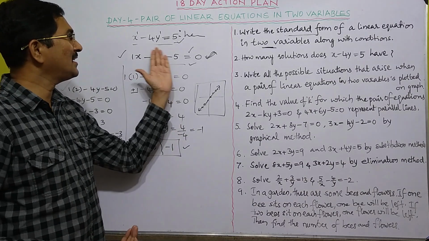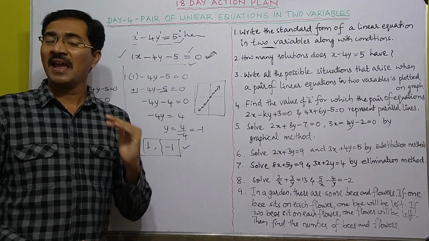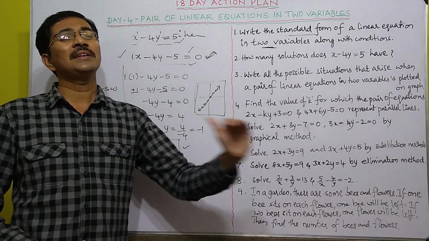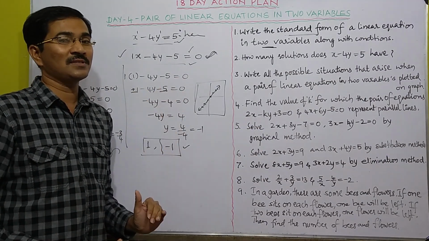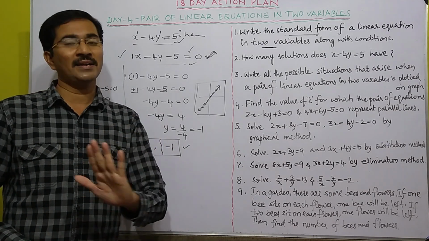That means a linear equation in two variables has infinitely many solutions because of the presence of two variables. This is the main thing you should understand.